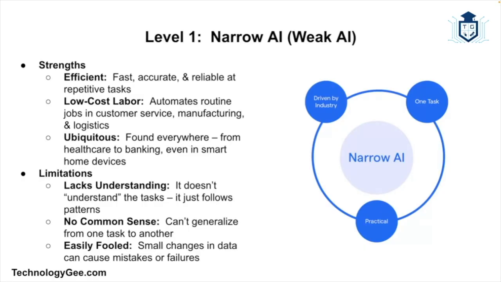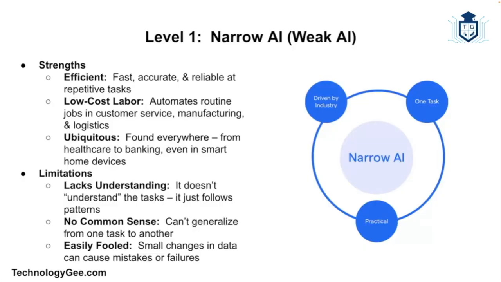But there are also some limitations on narrow AI. So the first one is there's a lack of understanding. It doesn't know what it's doing. It just follows patterns. It has no common sense, so it cannot generalize from one task to another, and it can be easily fooled. So small changes in data can throw it off. So in short, narrow AI is smart, but it's not wise.